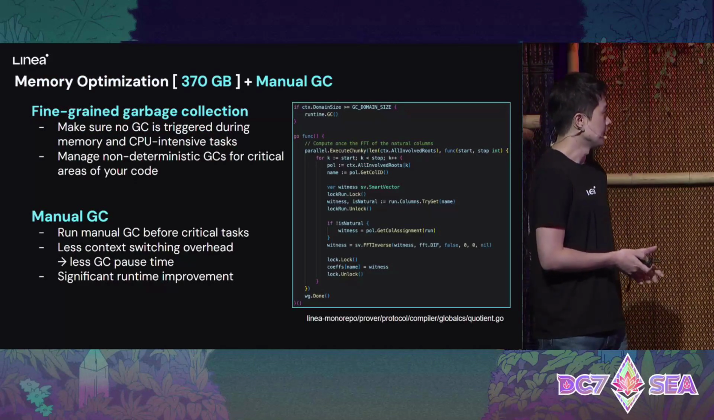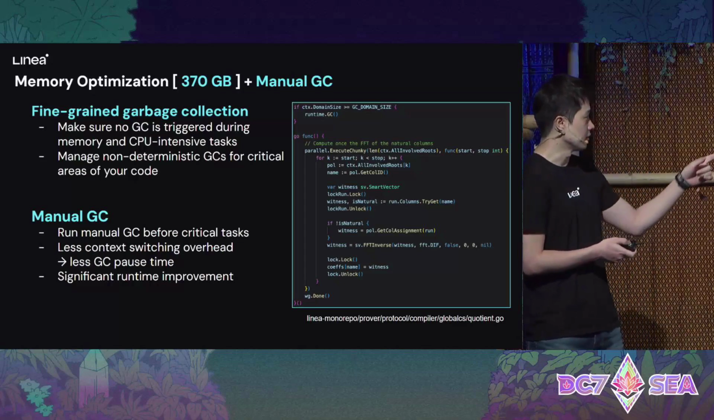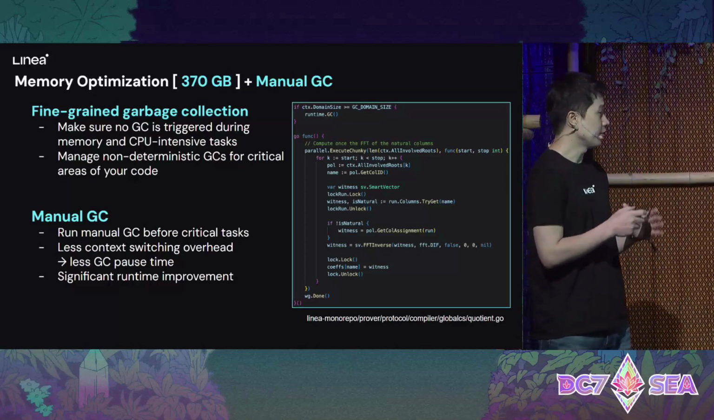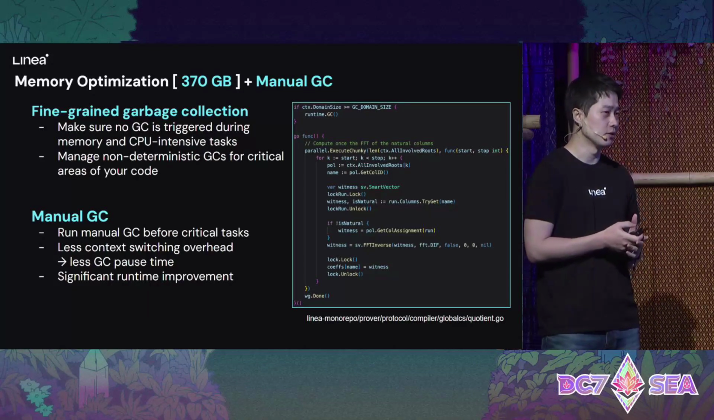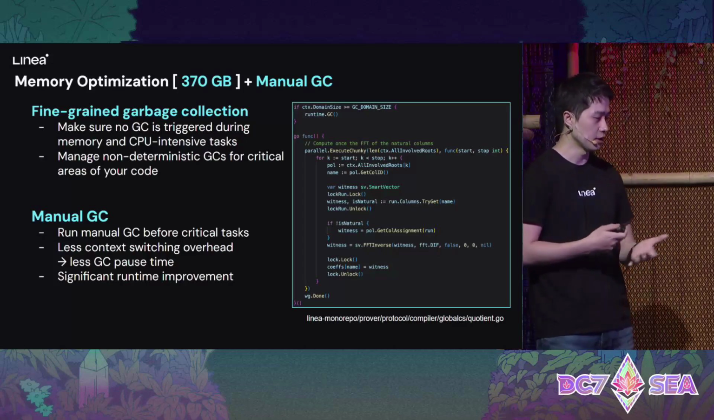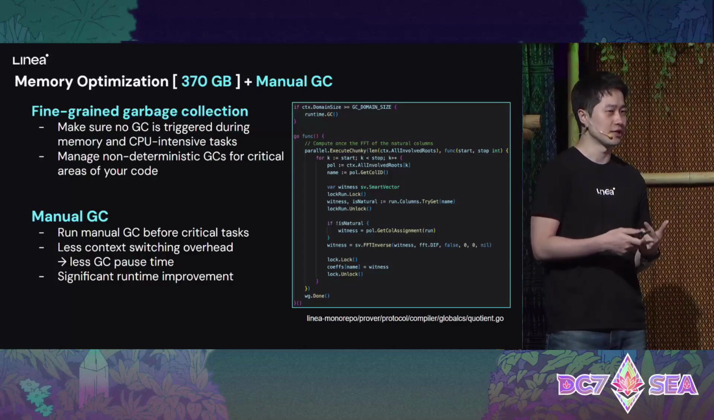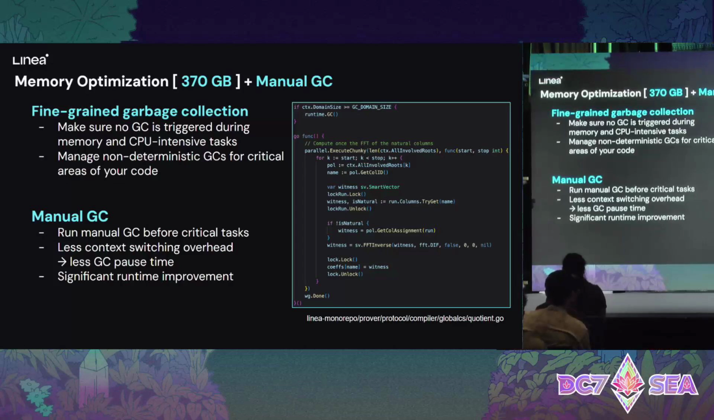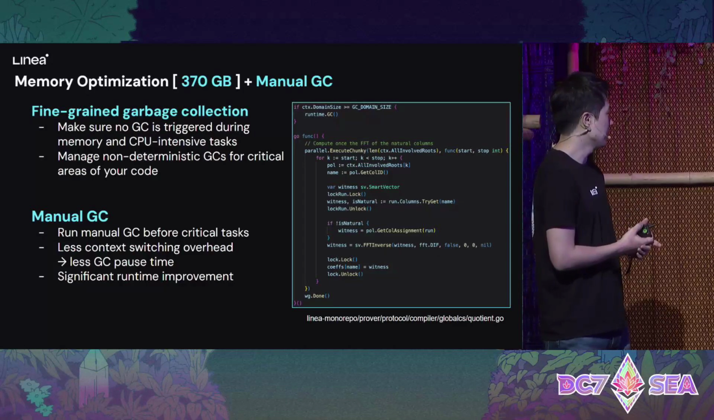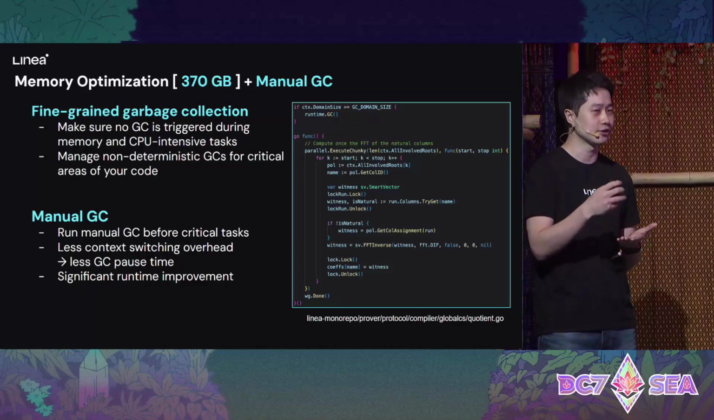For example, in our code here, we are doing some FFT inverse function, and it's very CPU intensive and memory intensive. So we realized that every time this part is running, the language runtime tries to run garbage collection randomly. And because it is really critical in terms of CPU usage and memory usage, it slowed down the whole program a lot. So we realized, let's manually garbage collect before entering those critical areas.